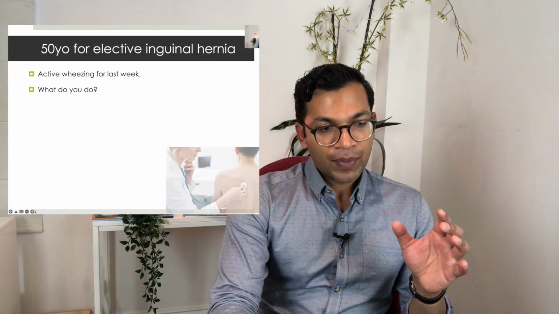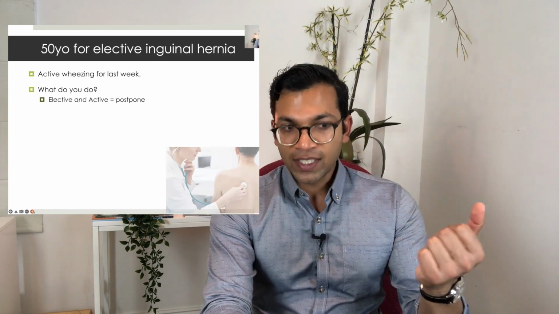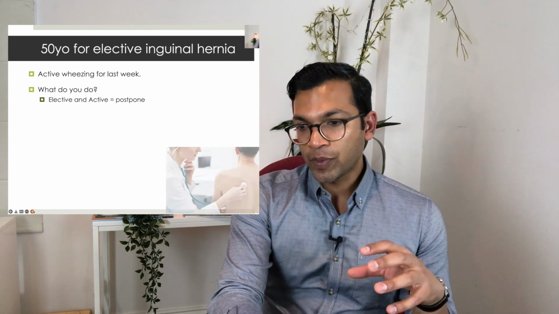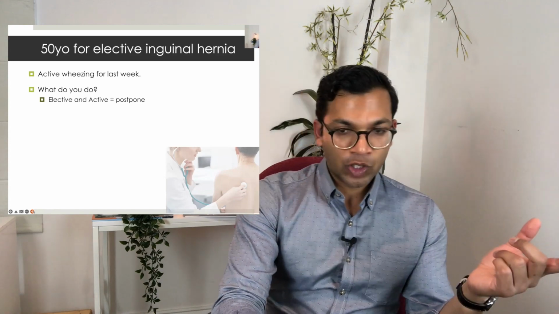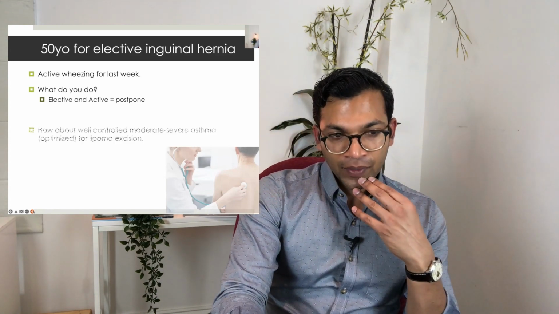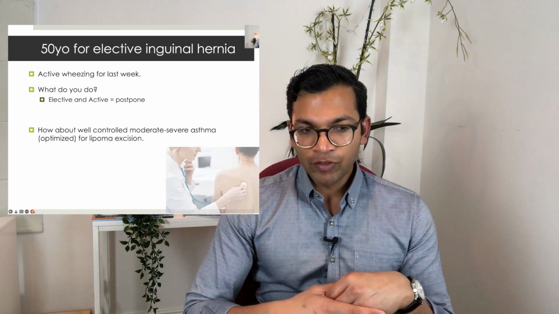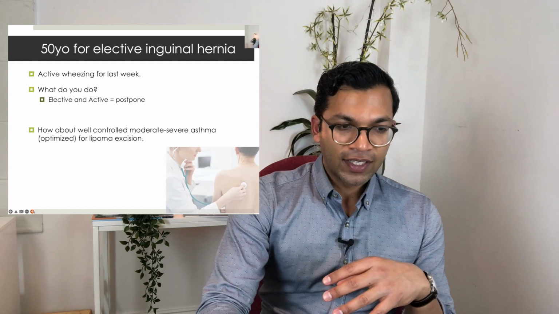So if you think about a patient with active wheezing, what do you do? Well, elective hernia is elective, but it's an active condition of the patient suddenly wheezing. Therefore, I postpone or I try to treat the wheezing with salbutamol and ipratropium bromide until I get rid of it. If I then get a patient with well-controlled but bad asthma for a lipoma excision, lipomas are very small cuts. Therefore, this is probably safe.